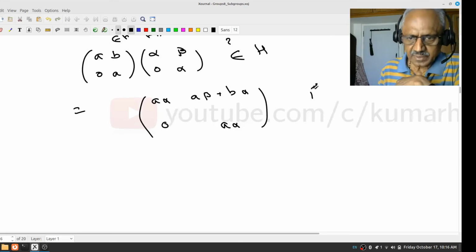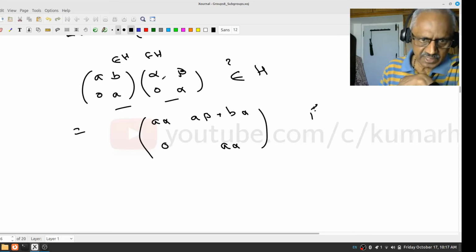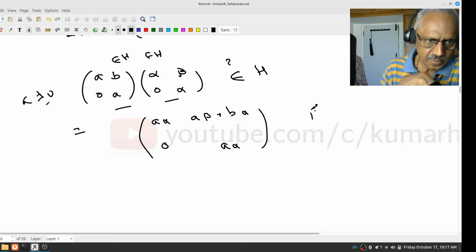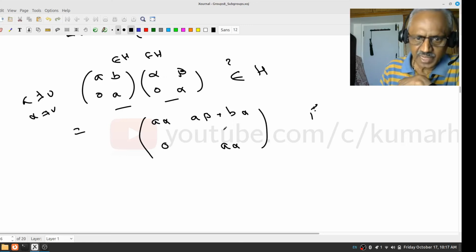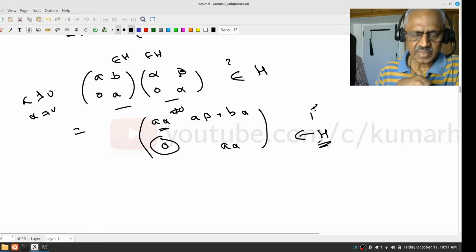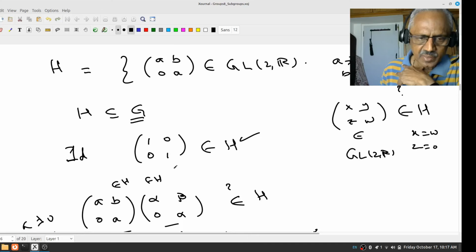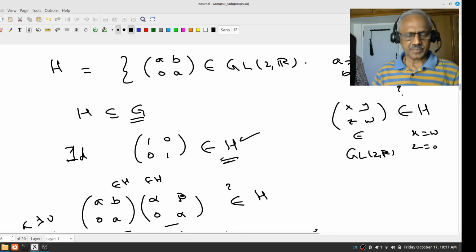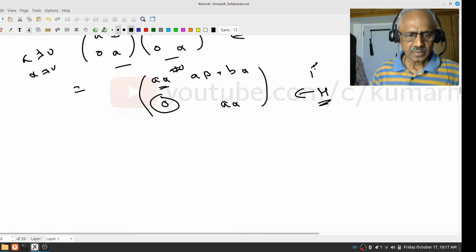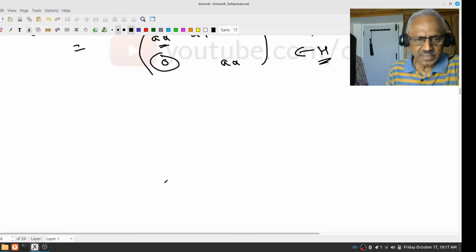Now since both these elements are in H, A is non-zero and alpha is non-zero. Therefore A alpha is non-zero, and the diagonal elements are the same and this element is 0. Therefore this is an element of H. So we have verified two conditions: the identity element belongs to H, and the product of two elements in H is an element of H. And what is the third condition?